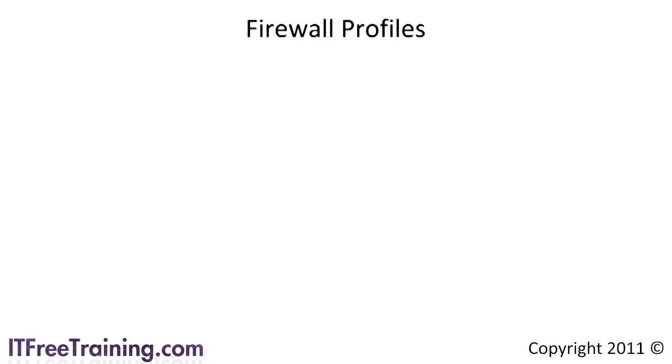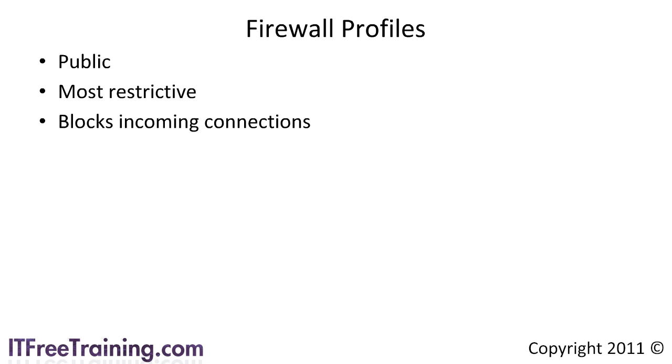The last profile type is public. This profile type is the most restrictive as it blocks incoming connections. Any established connection will be allowed through, that is, a connection that originated from the computer, but any incoming connection by default will be blocked.